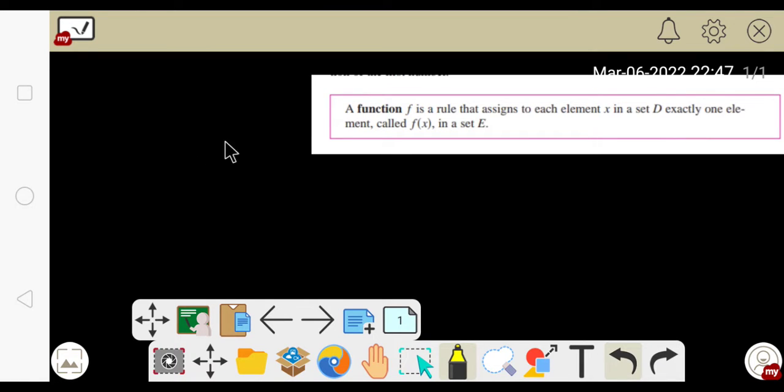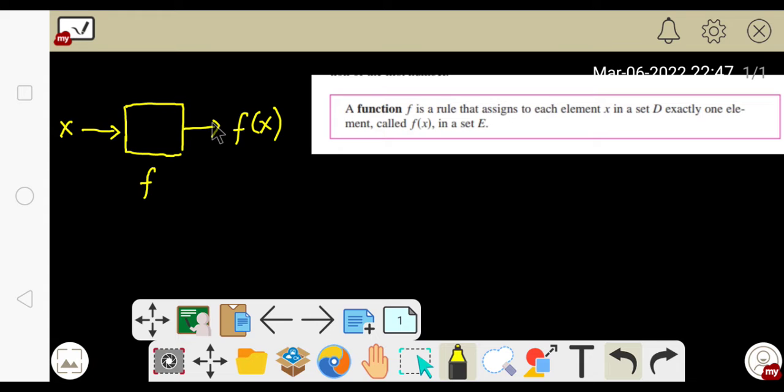What is a function? A function is a rule that assigns to each element x in a set D exactly one element called f of x in a set E. A function is something we can think of as a machine. Let's say this is our machine. This is our f. And we have our x, which is our input, and our output is the f of x.